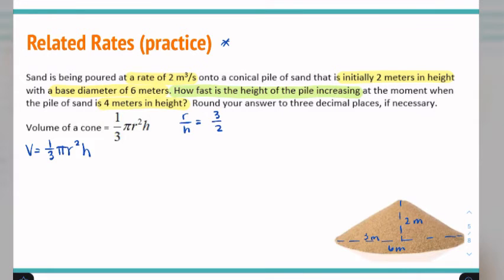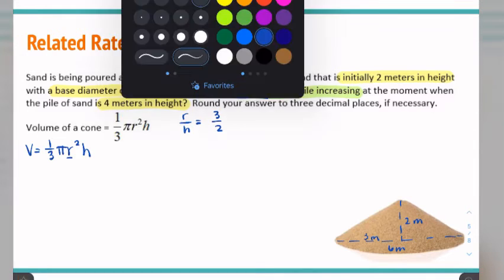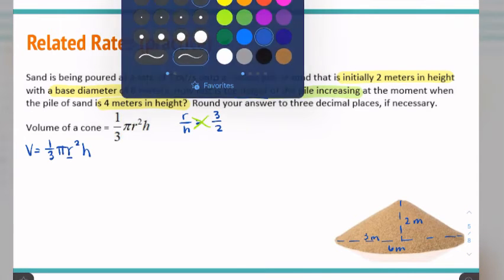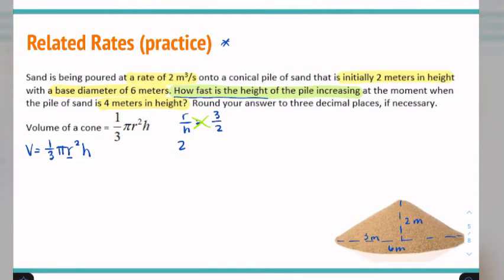Now, if I want to know how fast the height of the pile is increasing, I need this to be in terms of h, so I want to plug something in for r. So what I'm going to do is a simple quick cross multiplication here. And when I cross multiply, I'm going to get 2r equals 3h. So r equals 3h over 2, and that's what I'm going to plug in.